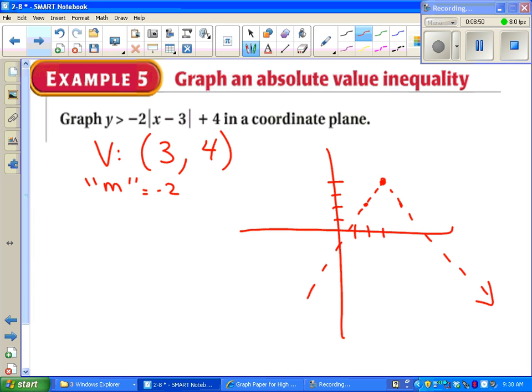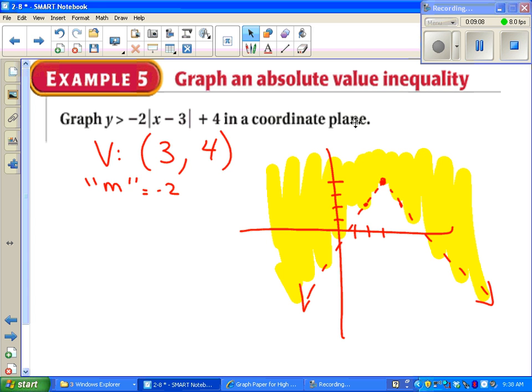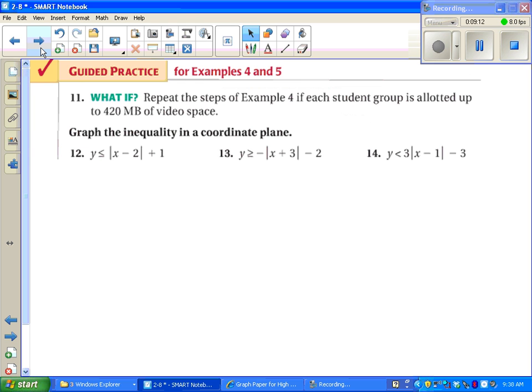Y is already by itself and it says y is greater than, so we want all of the pieces bigger than this line. You can always check your answer by choosing a point in the shaded region and making sure that it gives us a true statement. Always a good idea, especially on a quiz or a test. At this point, you can try these on your own or do those later. Other than that, we are done with this lesson.